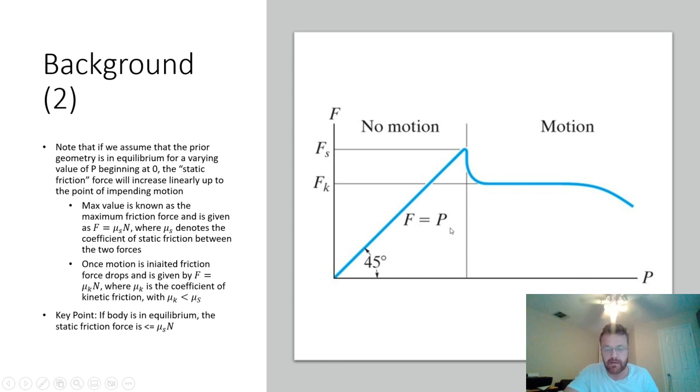That's why F is equal to P here. But we know that eventually, regardless of the scenario, we can push hard enough and that body, whatever it may be, will start to slip. So there must be some point where the frictional force, in order to keep it static, isn't sufficient anymore.